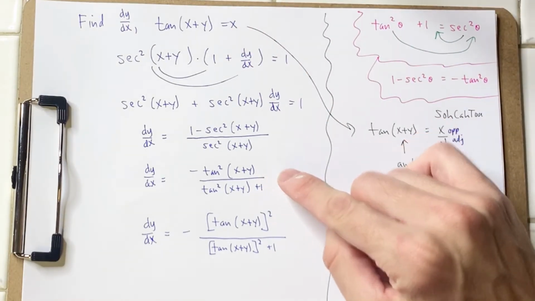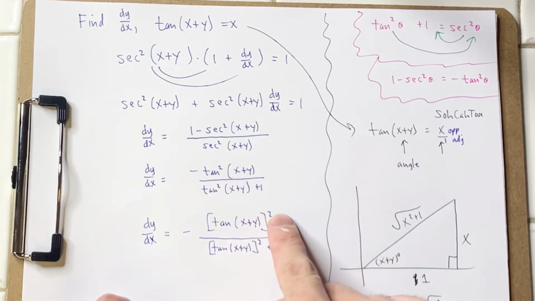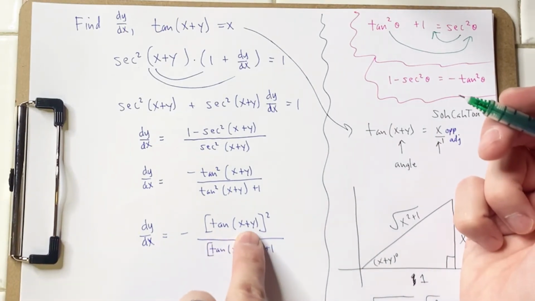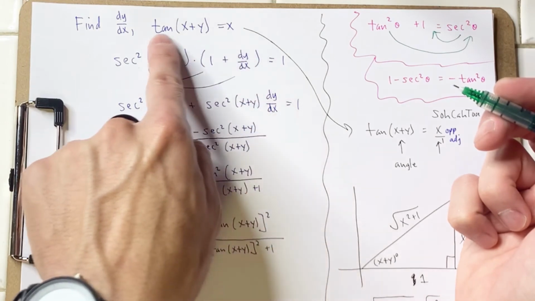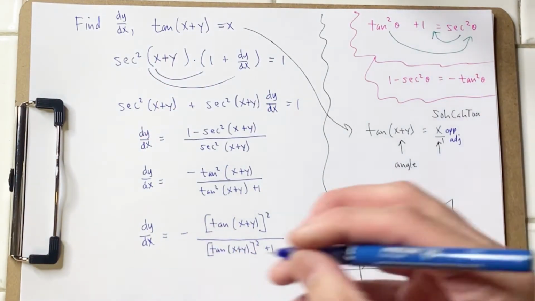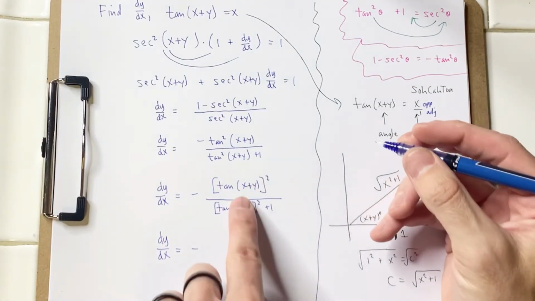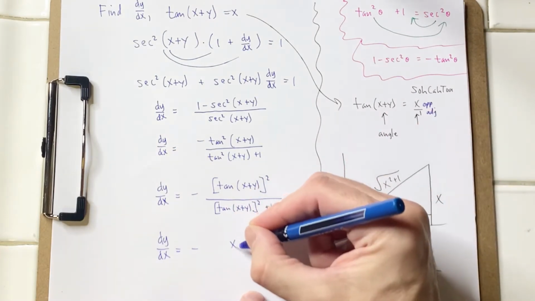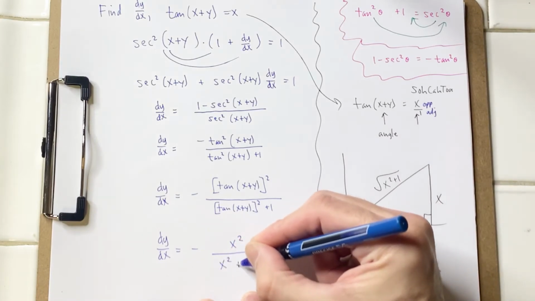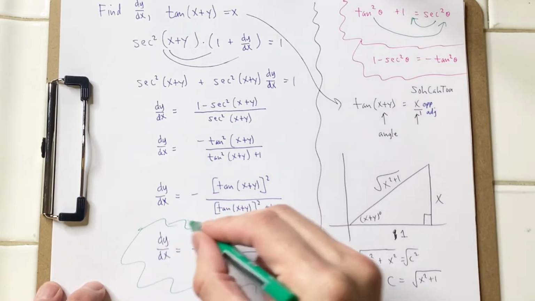And then I just rewrote this as tangent of that there, but the square I put on the outside because it makes it easier for my eyes to see that tangent of x plus y actually equals x based on the original problem. And we can make those substitutions here and there. So watch what happens. We have dy/dx equals negative, and then that's just going to be x squared over x squared plus 1. And I believe that this is what the teacher said was the result, and it is.